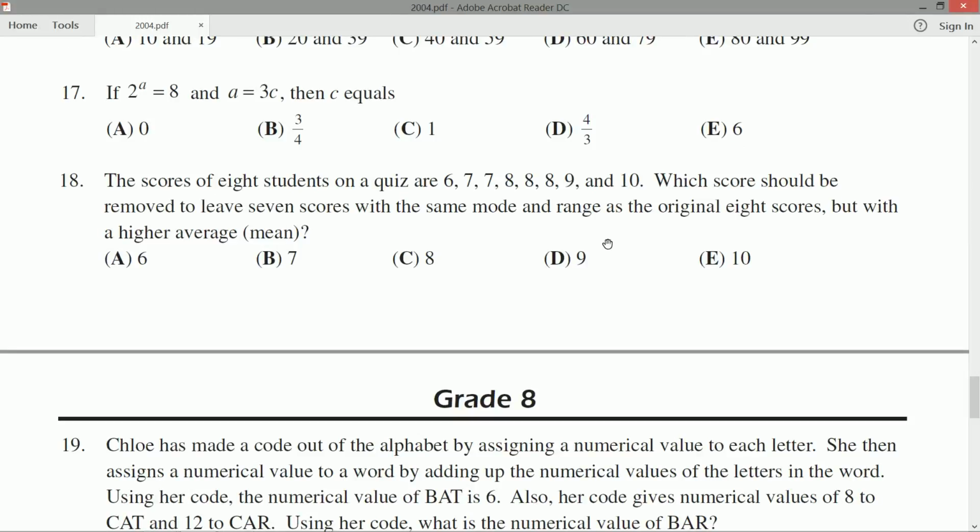So, part of this question is knowing what is mode, what is range, what is average, and how we can calculate these, and then where do we go from there? So we see that all the possible answers, 6, 7, 8, 9, and 10, all the possible numbers there could be removed. So there's nothing right off the bat that we should focus on.